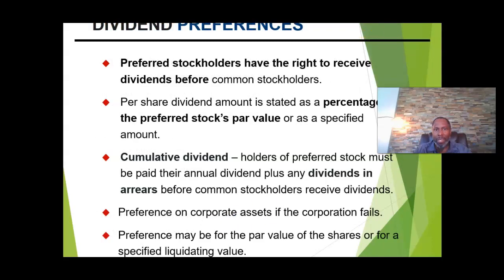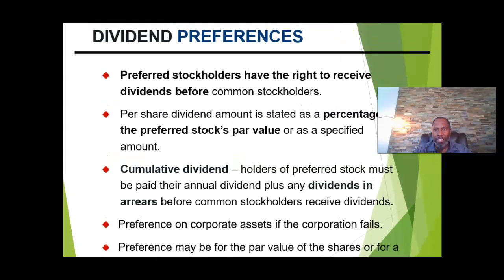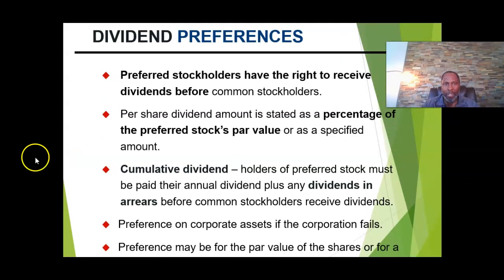Okay? Now, when it comes to preferred stockholders, they're paid dividends based upon the stock's par value. Typically, they're going to receive a percentage of the stock's par value as a dividend. Now, dividends can be what we call cumulative. What does that mean? It means that if dividends were not paid in the current year, they're going to accumulate.